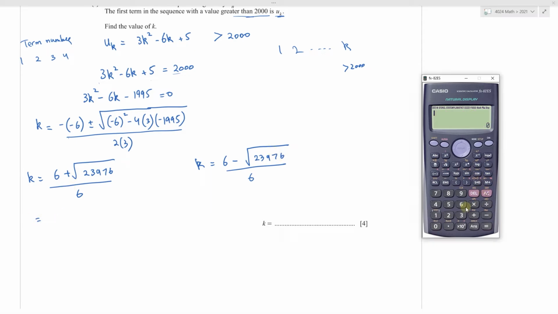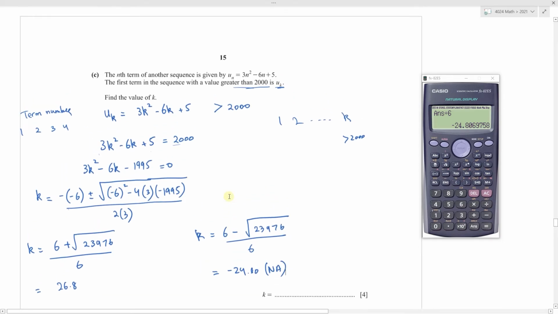So let's calculate this. 6 plus square root of 23976 divided by 6, which is 26.8 here, and the other value of k is 6 minus square root of 23976 divided by 6, which is minus 24.80. So this is not applicable. Negative value, we will throw it away because k is again the term number.